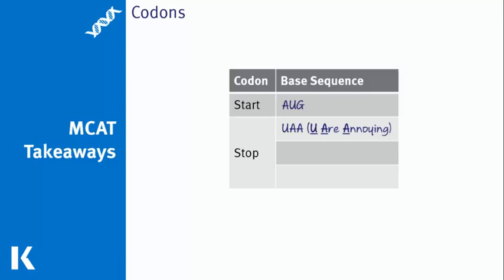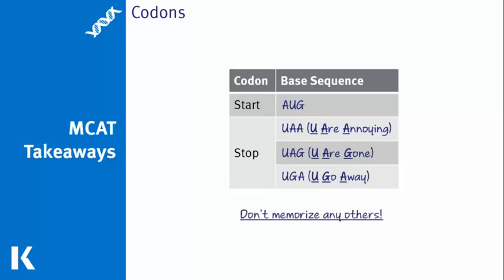They are the start codon, AUG, and the 3 stop codons with their accompanying mnemonic. You are annoying, you are gone, you go away. Do not memorize any other codons.